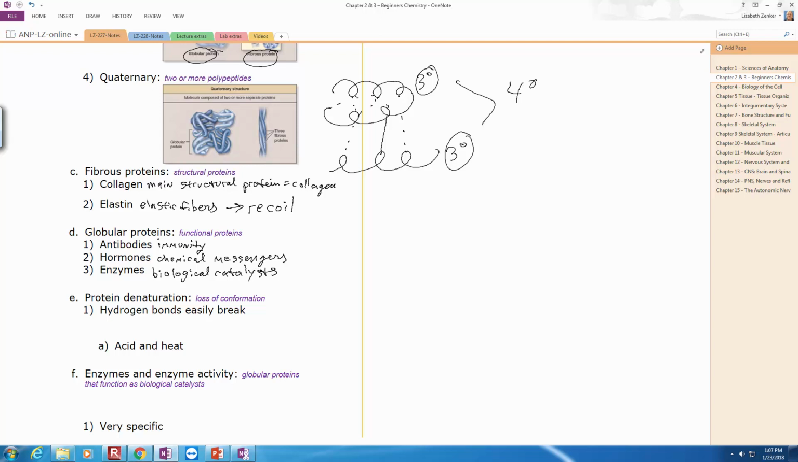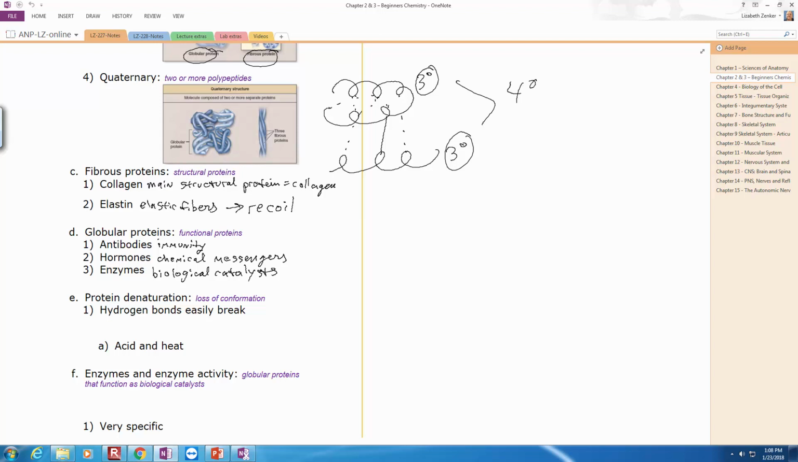Then we get to something called protein denaturation or loss of conformation. So this is a loss of structure, okay? If you're losing its structure, this could happen for a couple different reasons. Acid and heat will definitely cause this. We talked about if you had a fever, it could end up damaging your proteins, right? Or break down an enzyme so that it can't function, because an enzyme is a protein, right?